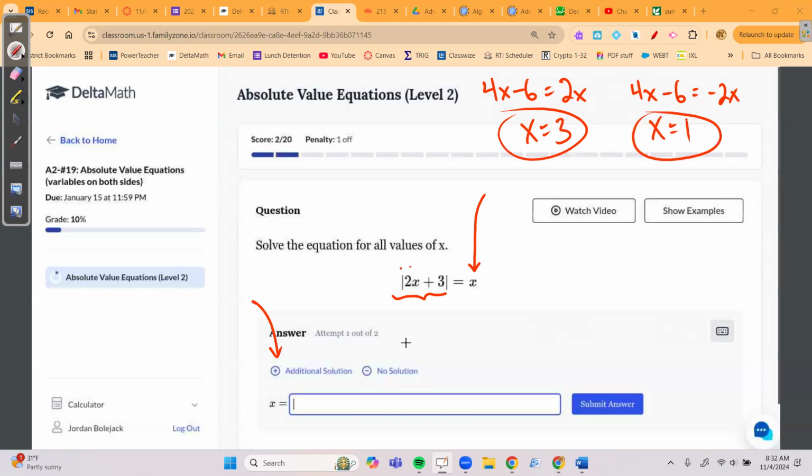So again, on this section of problems that you're working on, sometimes you'll have one good, one bad. Sometimes you'll have two goods, and sometimes you will have two bads. In which case you'll hit the no solution button. Got it?